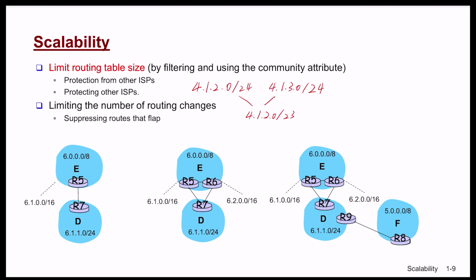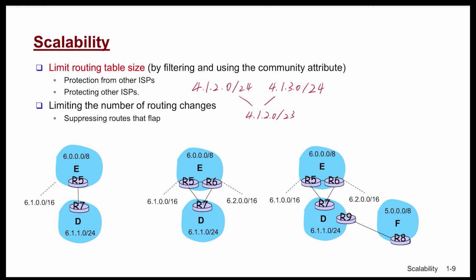It just adds a statically configured route at R5 to forward all traffic in 6.1.1.0/24 to D. In the second situation, suppose D connects to two routers, R5 and R6 in E. In normal cases, both R5 and R6 need to advertise the prefix 6.1.1.0/24 within E, so all routers within E know they can reach D via either R5 or R6. Here, E can aggregate the advertisement into its address space.